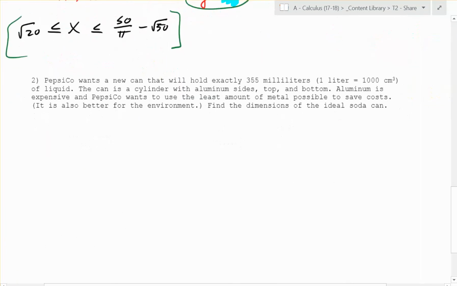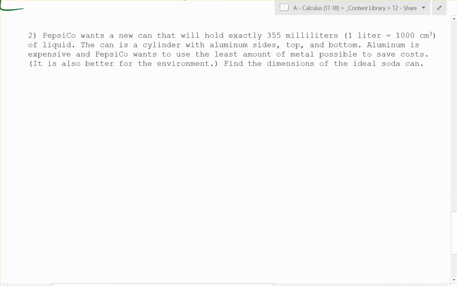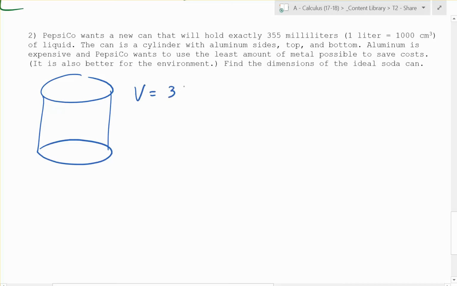Okay, so let's now build a Coke can, or in this case, excuse me, a Pepsi can. So we're going to build a can that's a cylinder. So we have a cylinder, and the volume will be 355 milliliters. We can just keep it as 355, so let's keep it in milliliters. We don't have to actually use the liter conversion right here, but it's there for your knowledge.